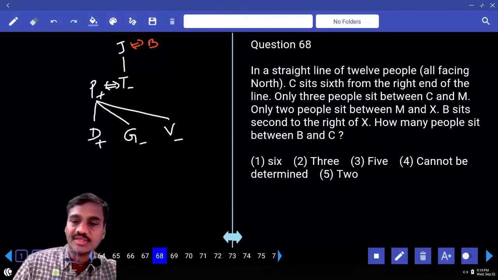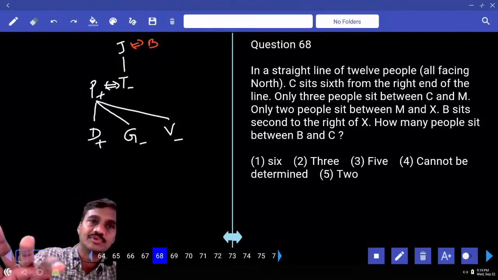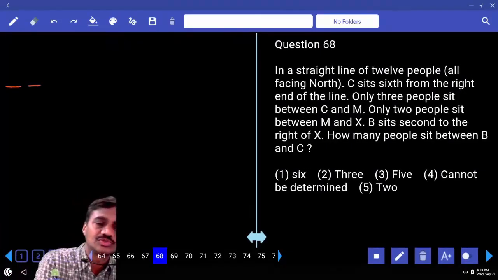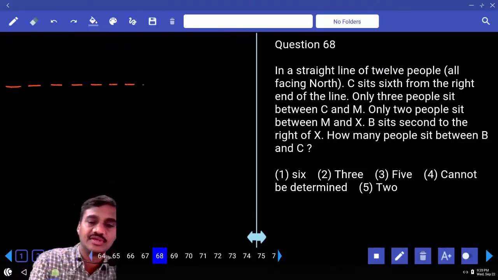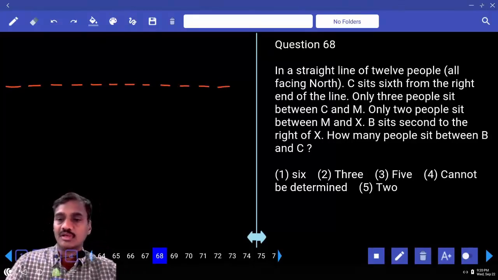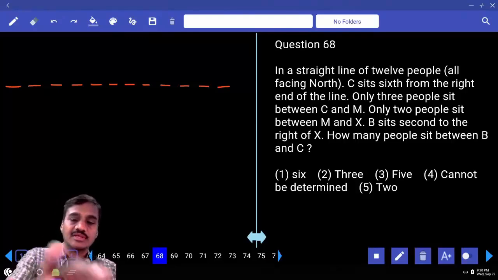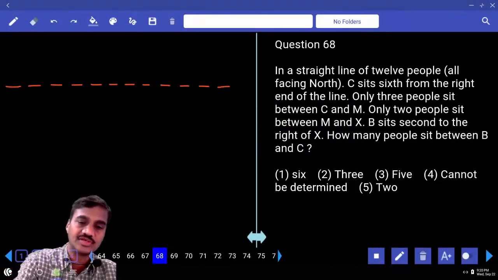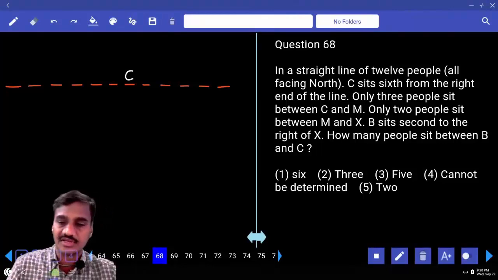And 68, in a straight line of how many? 12 people. Now there are 12 persons in a straight line. Hence 1, 2, 3, 4, 5, 6, 7, 8, 9, 10, 11, 12. Now in a straight line of 12 people, all the persons are facing towards north. C sits 6th from the right end of the line. Where is this C? C is 6th from the right. 1, 2, 3, 4, 5, 6. C is 6th from right end of the line.